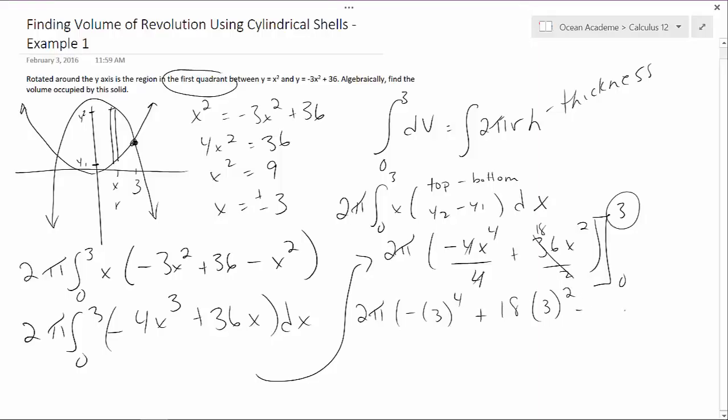Minus our lower limit. So this will be 2 pi times minus 0 to the power 4 plus 18 times 0 to the power 2. Simplifying this, we get a value of 162 pi.